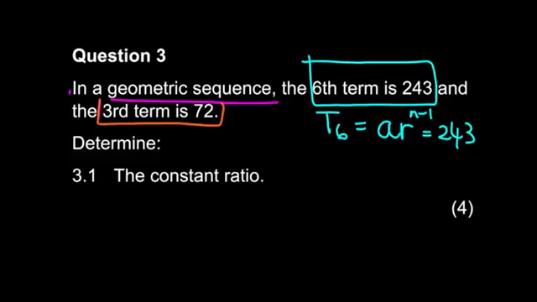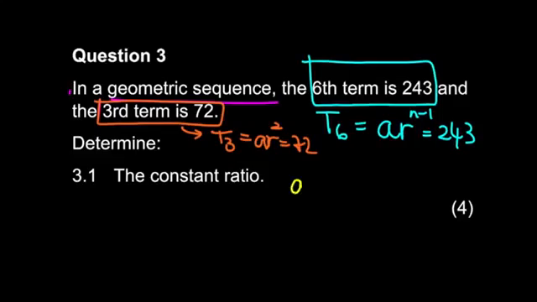So again, the model for this is T3 is AR squared is 72. So we've been able to give maths to the language. Not that maths is not a language, but we've been able to give it some formulae.